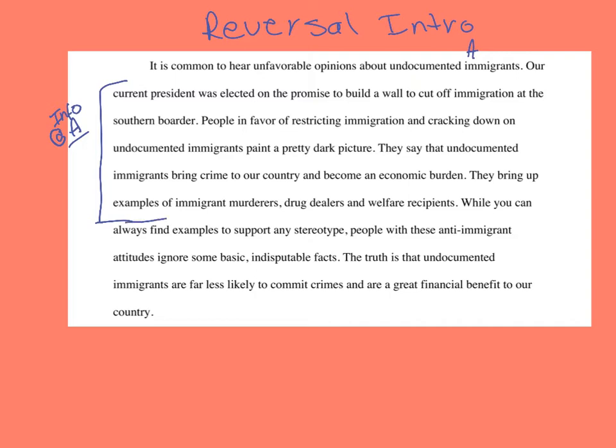Next, you're going to see where we make our reversal. While. So while is a type of contrast transition word, like although, even though, or while. While you can always find examples to support any stereotype, people with these anti-immigrant attitudes ignore some basic, indisputable facts. So here I'm saying A is wrong.